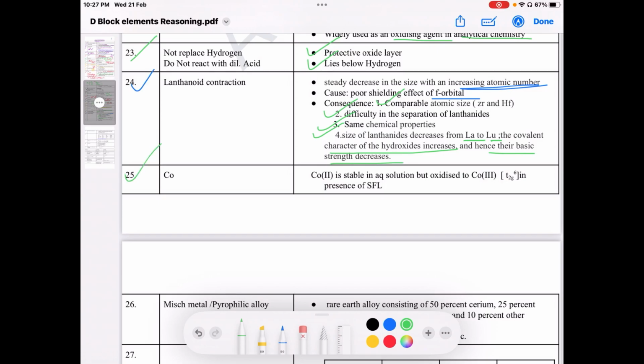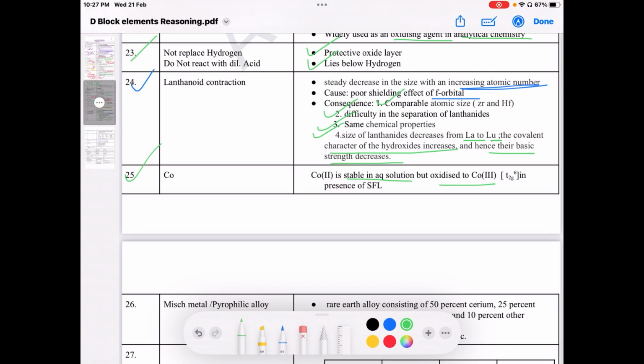Next question. That one is based on cobalt. Cobalt is able to form a complex. Co2+ is stable in aqueous solution but oxidized to Co3+ because of its fully filled t2g configuration in the presence of an SFL. SFL is a strong field ligand.